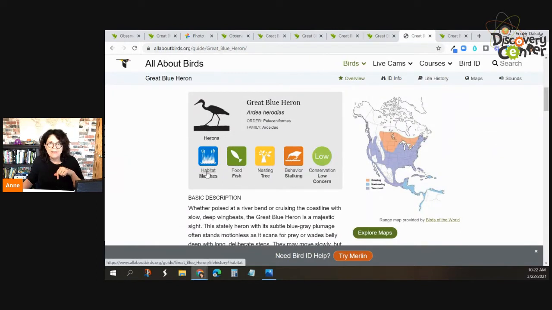So we can learn the habitat. And we knew herons lived in marshes near water. If you look at your journal recordings, you'll see water there. And we knew that herons ate food that lives in water, normally fish, obviously snakes. And we knew that herons lived in trees. And some of you saw the herons stalking in the water as we were scrolling through the pictures. So you know a lot about herons already.